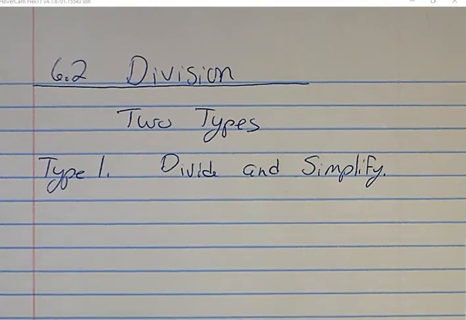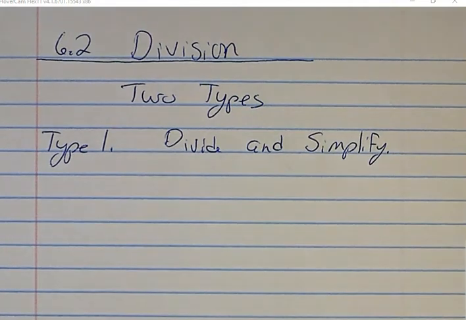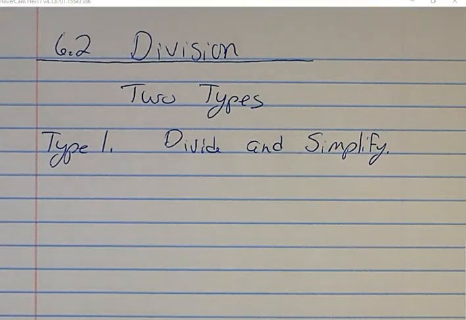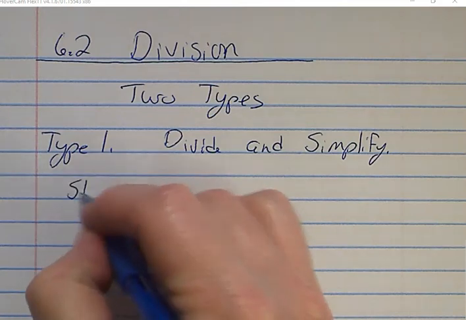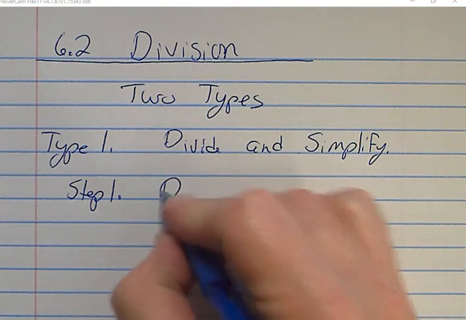Okay, and even in this first type, there's a couple of different variations of things we're going to do. But for the most part, we're going to be dividing and simplifying as we're going through with these. All right, so first thing we're going to do, go through the steps here. You want to divide the radicands.